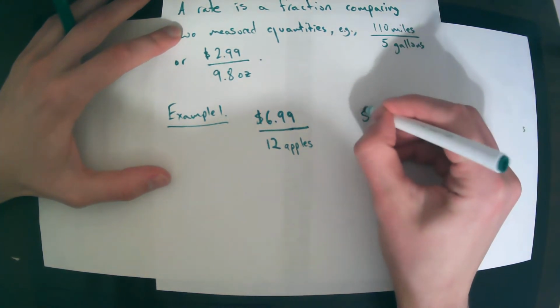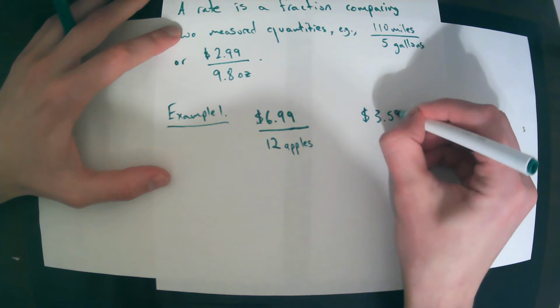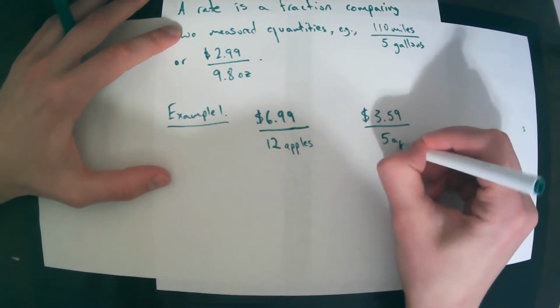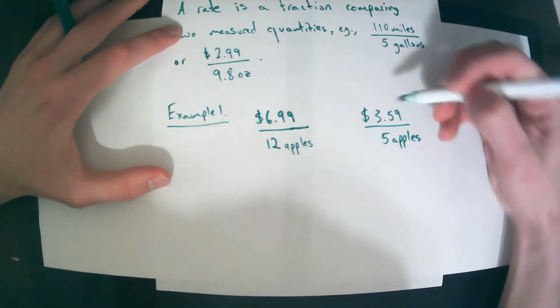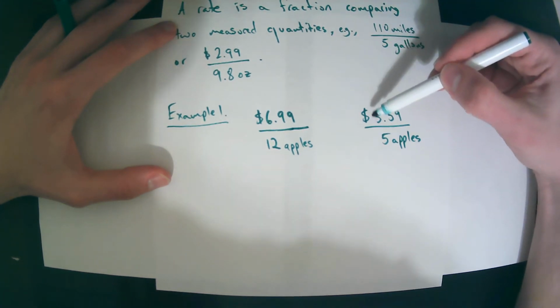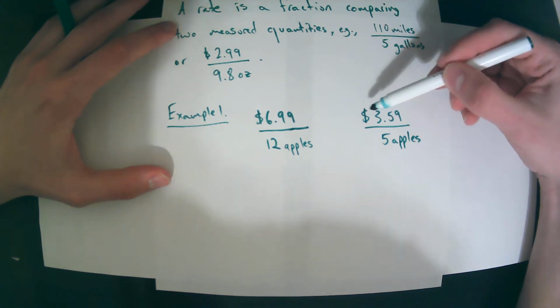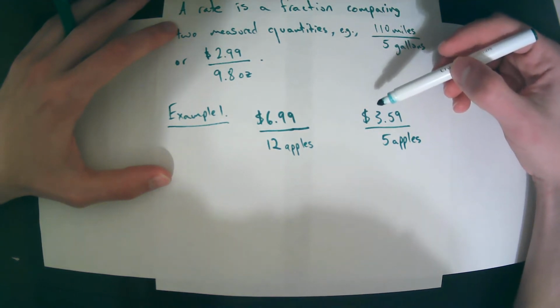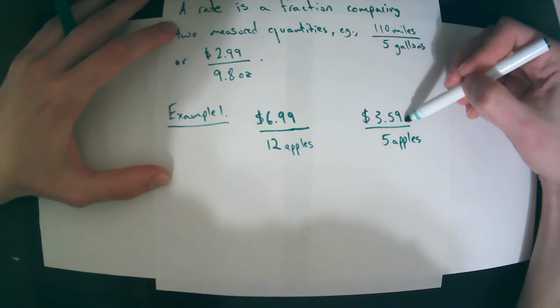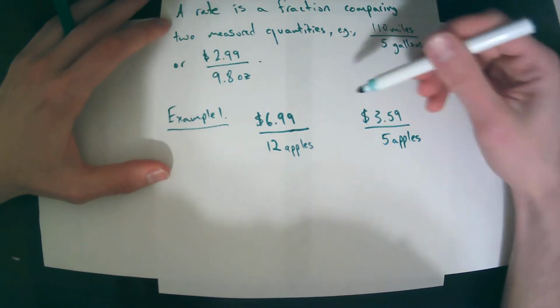And the other one was, what was it? $3.59 for 5 apples. So you see both of these numbers have the unit attached to them. Of course, for dollars, for our currency, we write the dollar sign up front. It's pretty much the only unit that you'll do that with. Most units are typically written behind the number, but this is how we write a dollar amount, with the dollar sign up front.